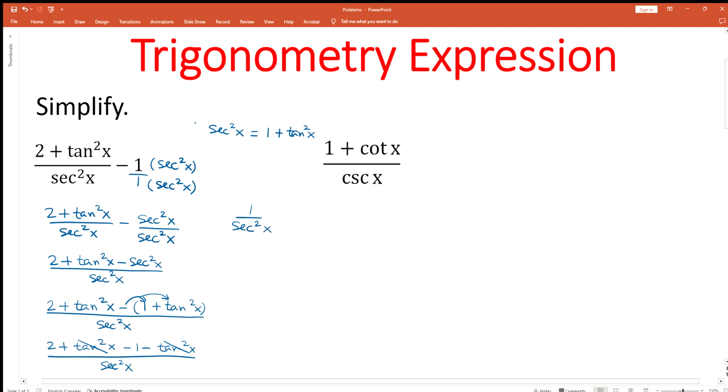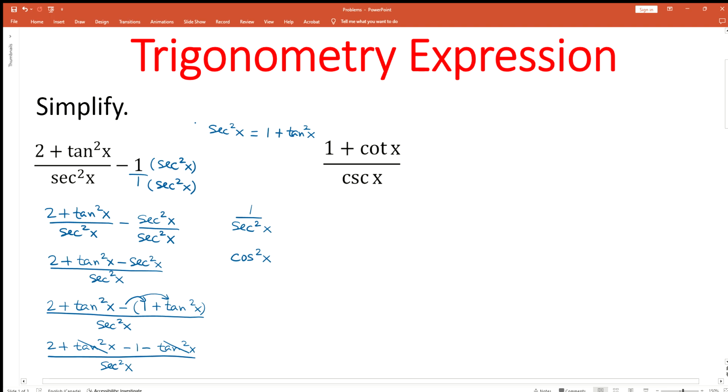Secant is the reciprocal ratio for cos. So we can write 1 over secant square x as cos square x. This is a very important concept we need to understand and memorize. This should be the simplified form of the given expression. This should be the final answer.